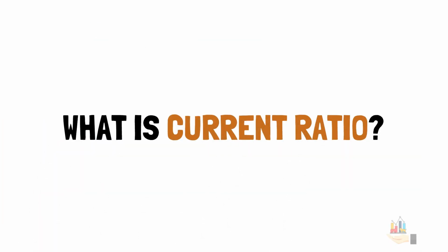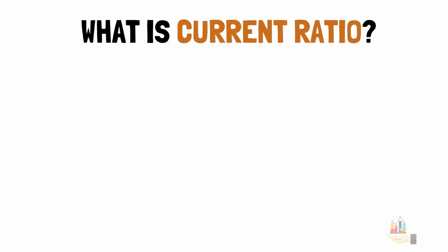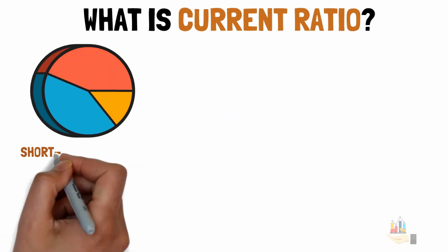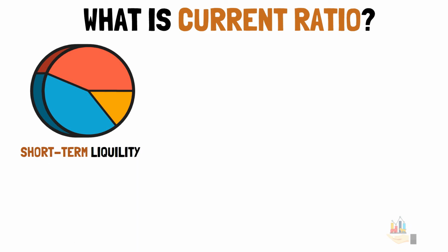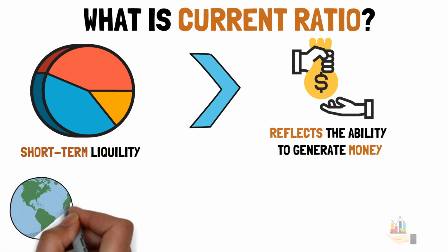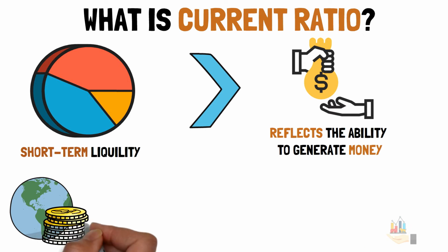Next, what is the current ratio? The current ratio is a popular metric used across the industry to assess a company's short-term liquidity with respect to its available assets and pending liabilities. In other words, it reflects a company's ability to generate enough cash to pay off all its debts once they become due. It's used globally as a way to measure the overall financial health of a company.